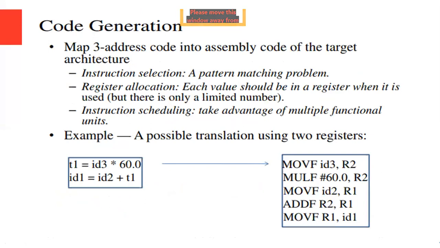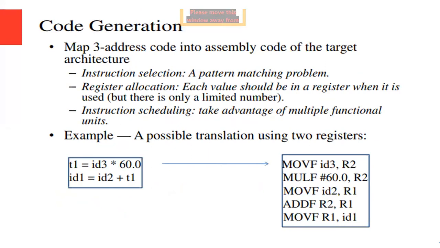What is the last phase of the phases or structure of a compiler? The last phase is code generation. So this is the code generation. We map three address code into assembly code of the target architecture. So what is the main role of a compiler? We convert a given source program into a low level language. That low level language is assembly level language.